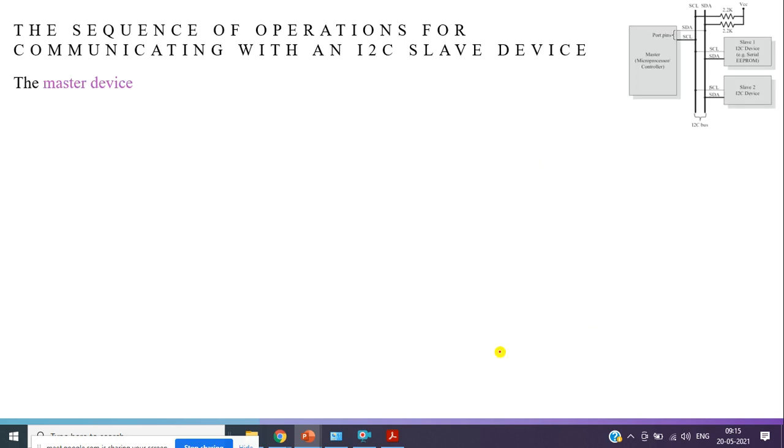Okay, and coming to the sequence of operations in communicating with an I square C slave device. The first job, see here, is that SCL goes high, which means the first job is that I should alert the clock, or I should generate the clock.